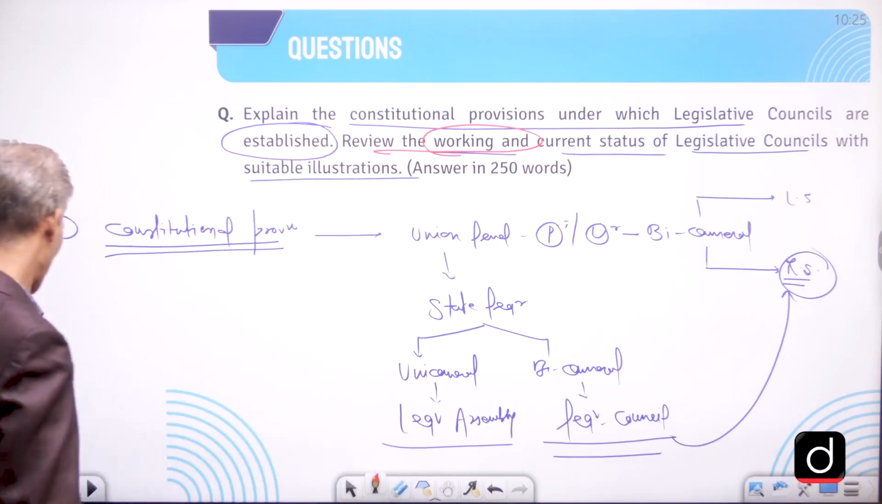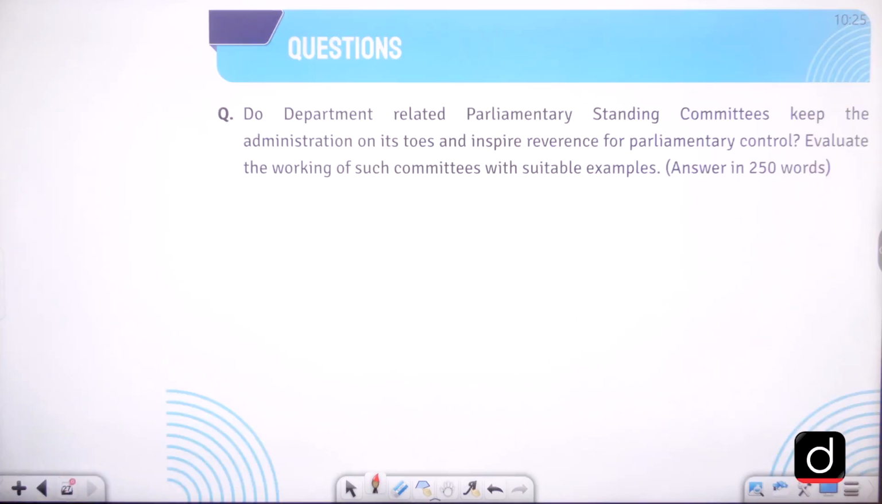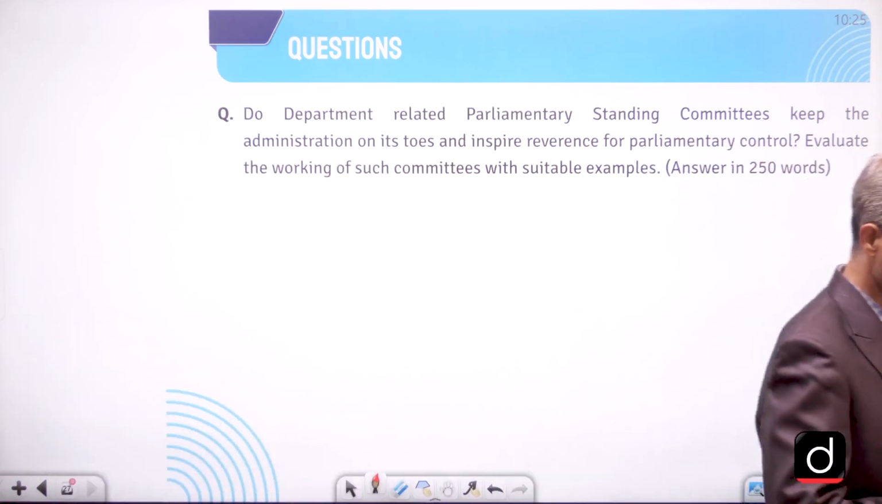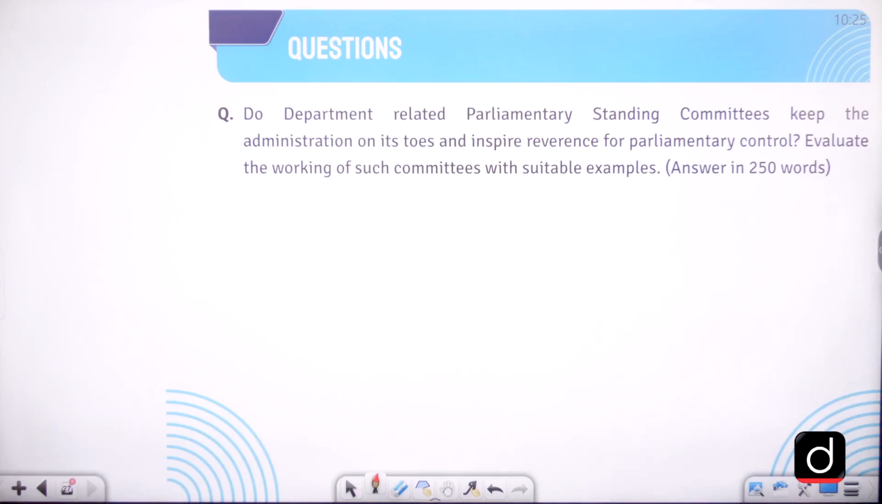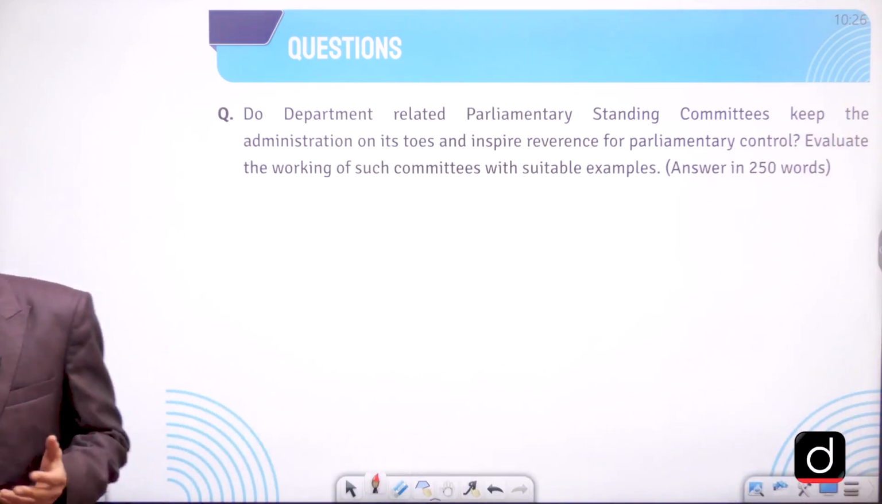Now, let's move on to the next question. Last question for the day. This is related with the departmentally related parliamentary standing committees, basically DRPSCs or DRSCs, what we call.